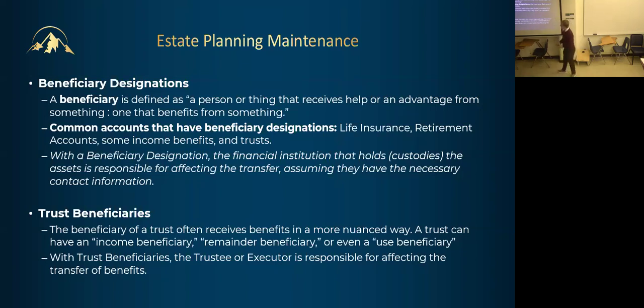With trust beneficiaries, the trustee or executor is responsible for effecting the transfer of assets. This is going to be somebody that you choose, so it's very important to make a good choice here. You can get professional trustees, which is something you can pay for. If you don't want to trust a family member or a child or whatever the case may be with that job, because the emotions of dealing with grief can often strongly affect decisions, you can get a professional trustee or executor to manage your trust after you go.